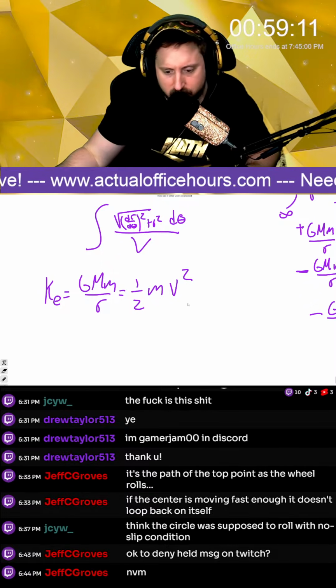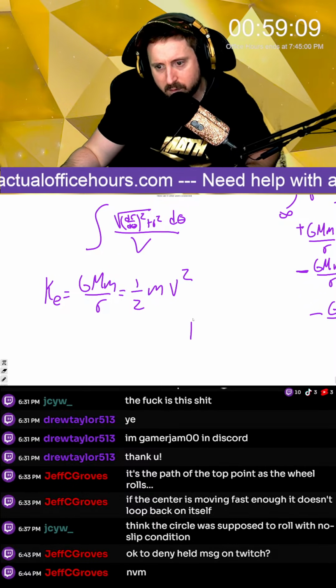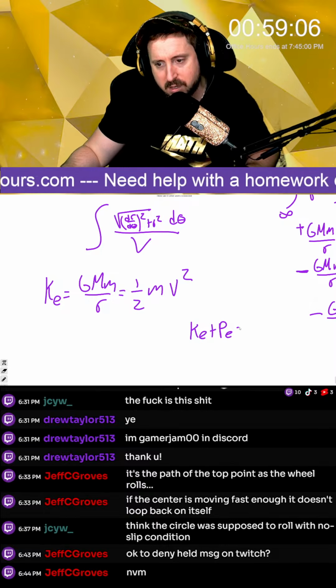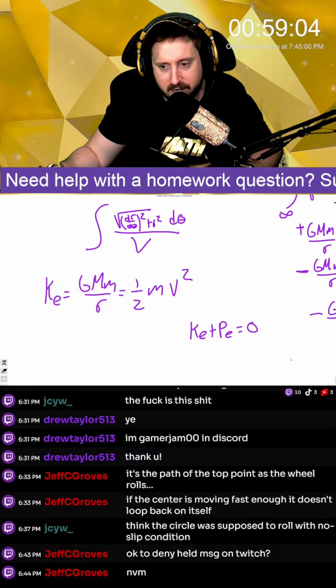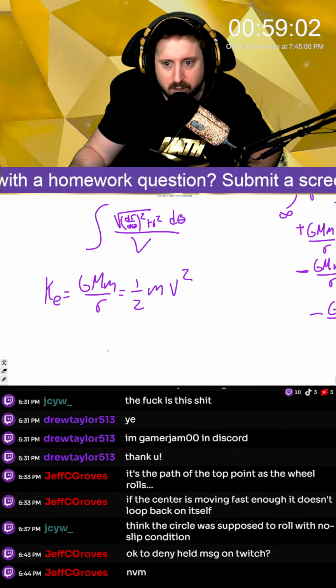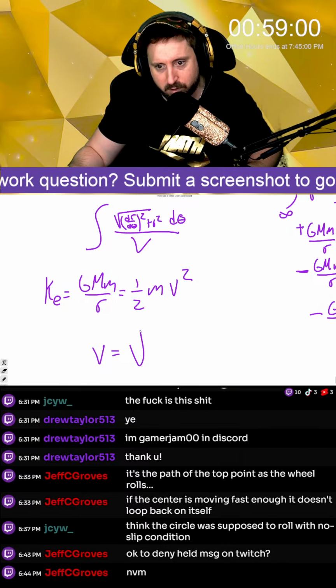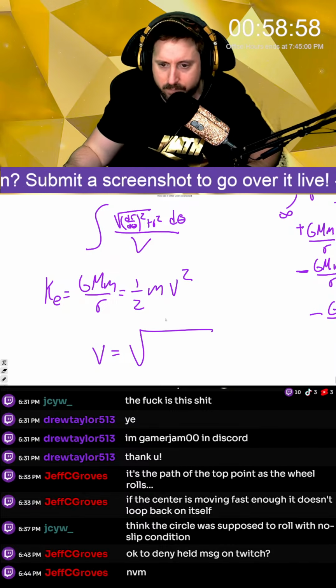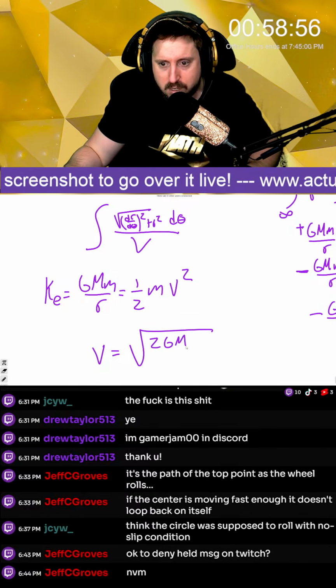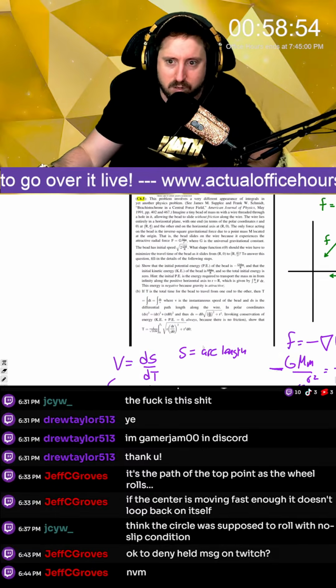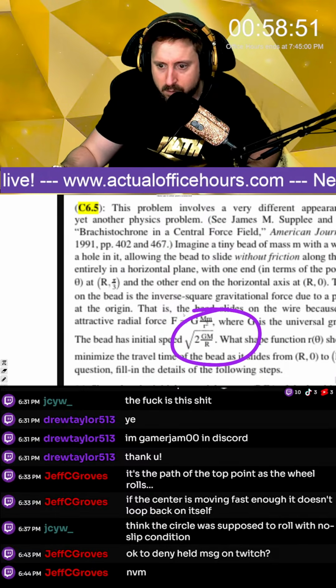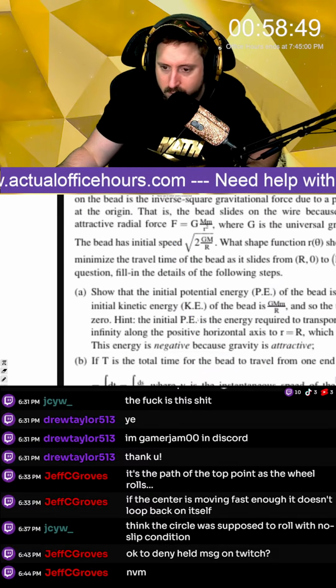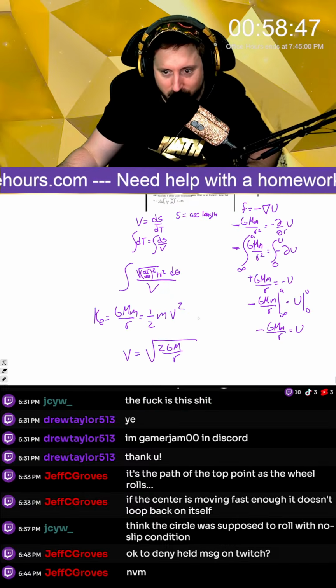I've got to think how that works. No, this is always the case. Oh, right, because KE plus PE is equal to 0, so KE is always equal to negative PE. Got it. So v is equal to the square root of 2GM over R, right? Which I think was given to us here. Great.